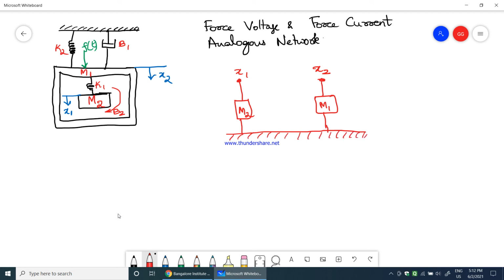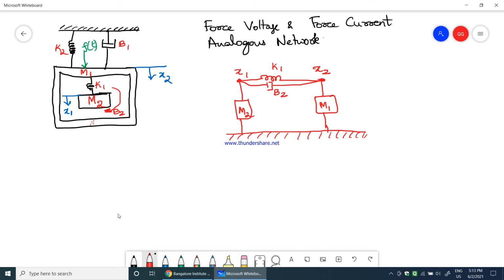Okay, now we can see that the spring K1 is between M1 and M2, therefore it comes between M1 and M2. We do have B2, which is friction again, shown between M2 and M1 only. Therefore you will see a damper connected in parallel with this spring. So this is K1, this is B2.